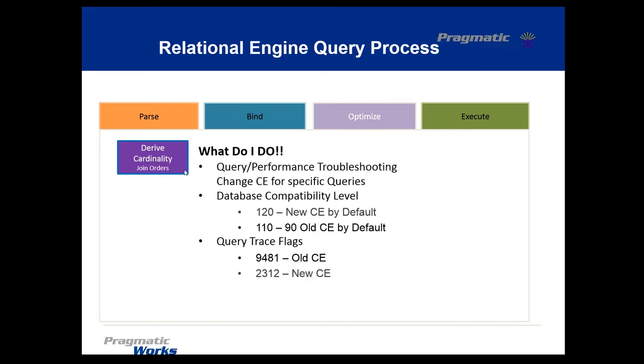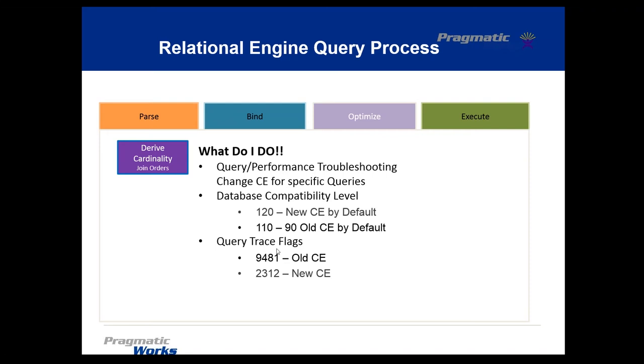So remember, if there is an issue, what do you do? Query performance troubleshooting, change the cardinality estimator for the specific levels, look at your database compatibility level. Remember, if you're running at 120, you're running the new CE by default. If you're at 110 to 90, you're running the old cardinality estimator by default.